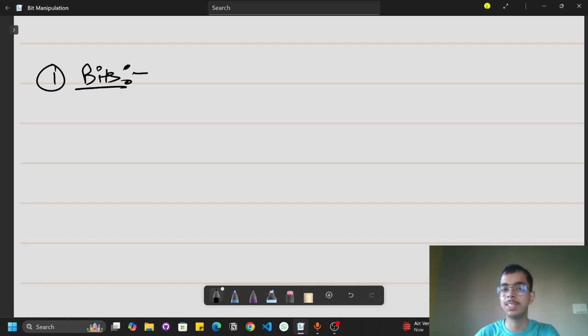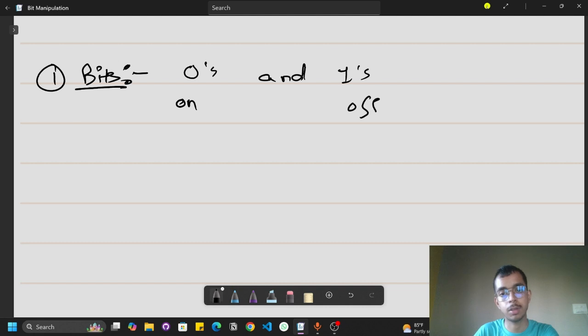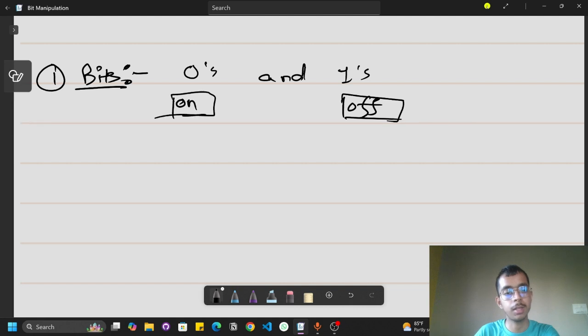So what are bits? These are just a bunch of zeros and ones. Basically, one represents on and zero represents off in a system. If you have studied a bit of binary system and decimal system, you will already be knowing it. If you don't, I'm going to briefly cover this here.